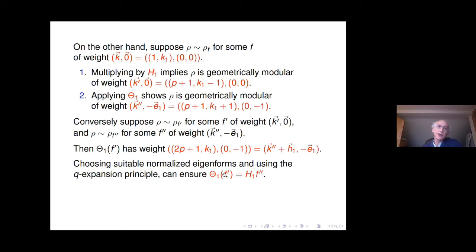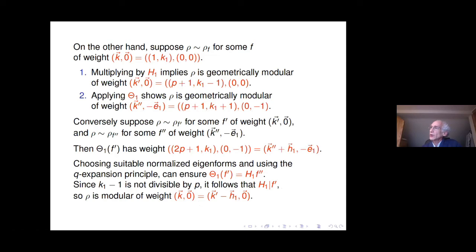And I guess also using that the form f double prime is non-ordinary, has to be non-ordinary. So applying theta to f prime, you end up with something divisible by a partial Hasse invariant. But in this case, it's Andreatta-Goren that tells you that therefore f prime has to be divisible by that partial Hasse invariant, because the weight k1 minus 1 was not divisible by p. And so it follows that rho is modular of weight, but the original f prime is divisible by a partial Hasse invariant. So you can get down from weight p plus 1 comma k1 minus 1 to weight 1 comma k1.